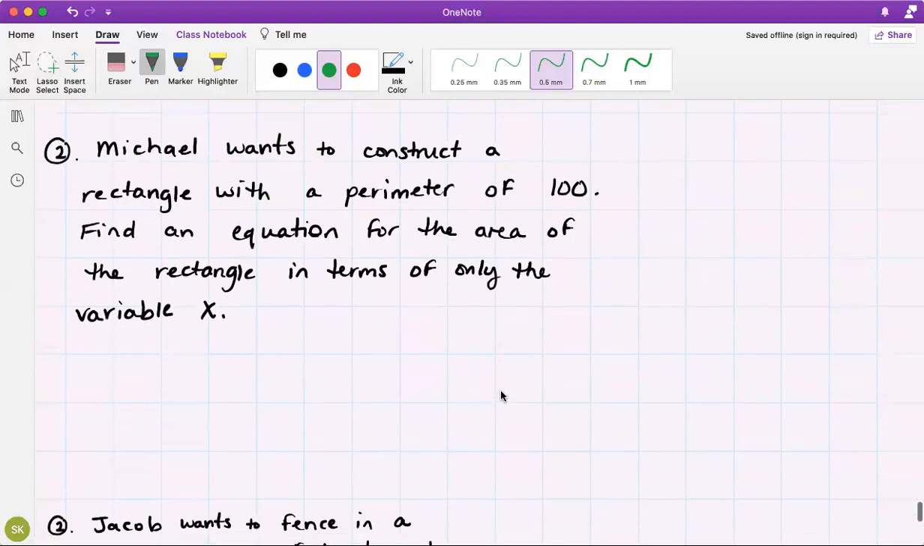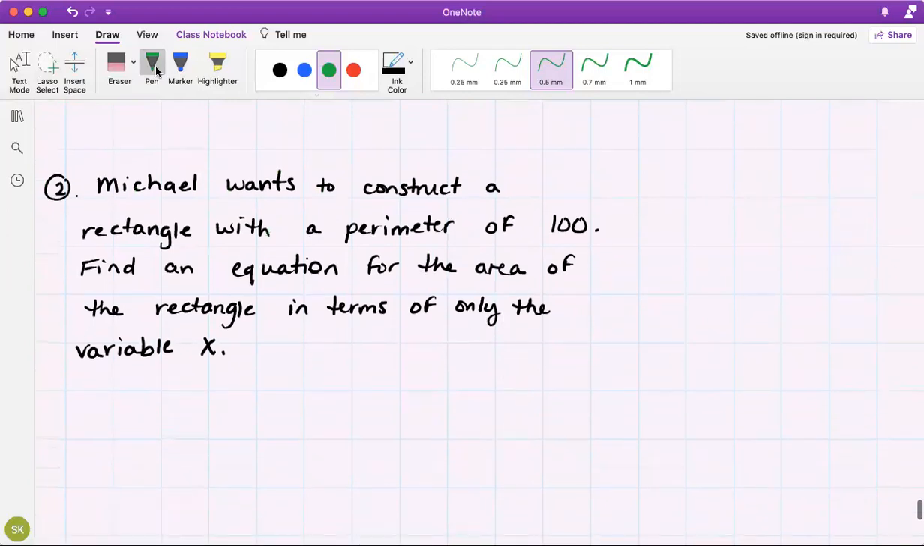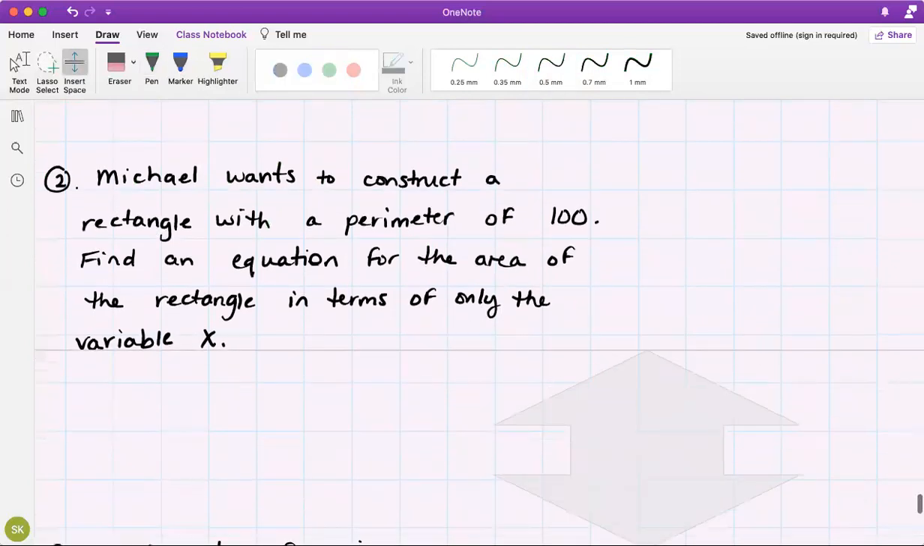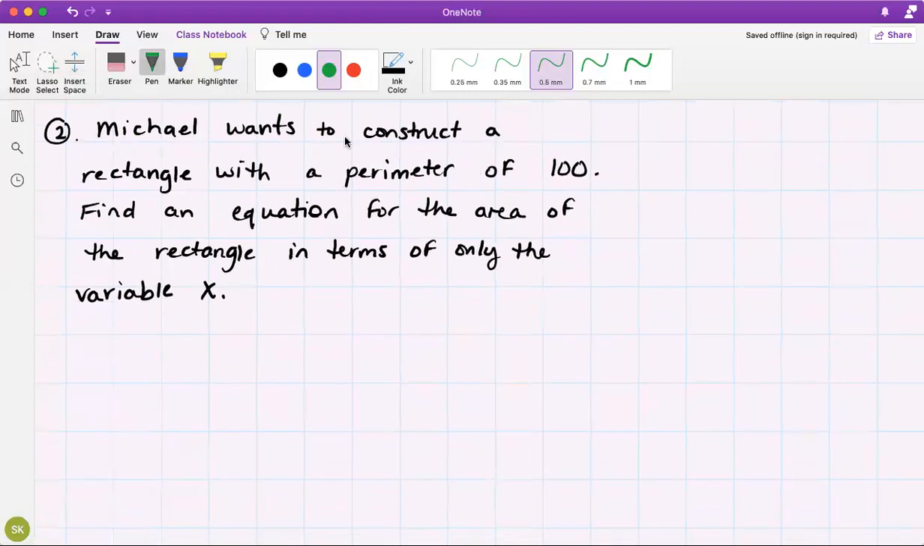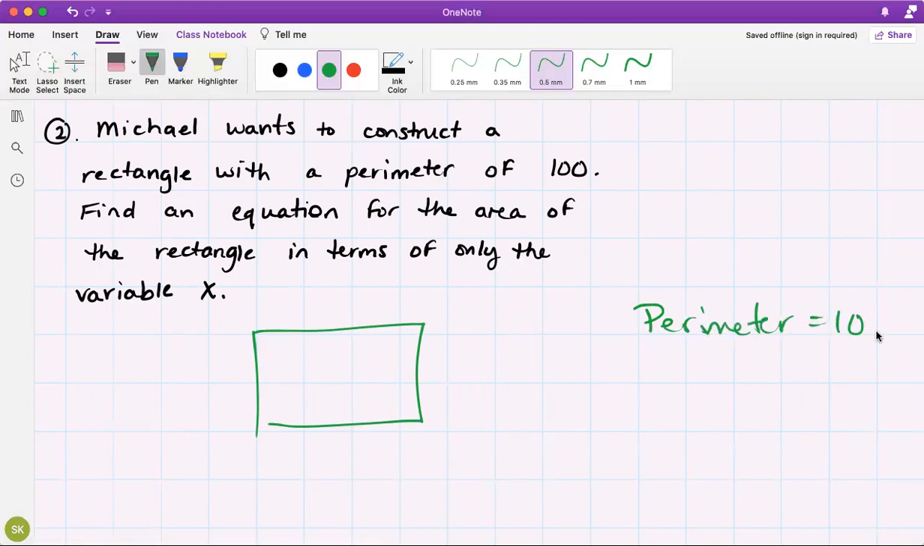Okay, let's see another problem. This one says, Michael wants to construct a rectangle with a perimeter of 100 units. Find an equation for the area of the rectangle in terms of only the variable x. So this is very similar to the last problem we did, except we're using a rectangle. So we have a rectangle, and we know the perimeter is 100. And we want to find an equation for the area.